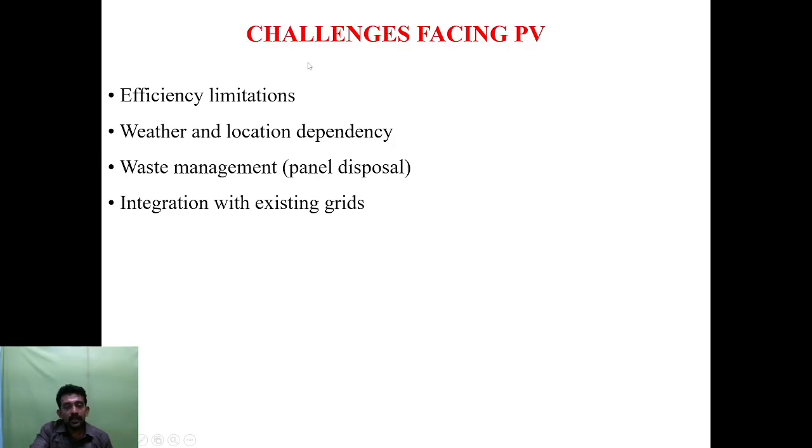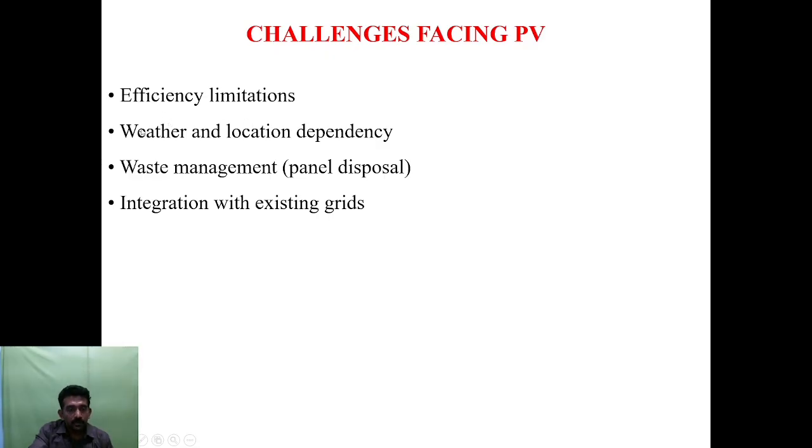Okay, the next slide is: what are the challenges facing PV? PV faces a lot of challenges. The initial challenge is that if you invest rupees 100, the output will be only rupees 22. So efficiency is around 22%, which is one of the challenges, and a lot of technologies are being developed to deal with this efficiency improvement. These technologies can be discussed later, and this is one of the challenges faced by scientists and engineers.